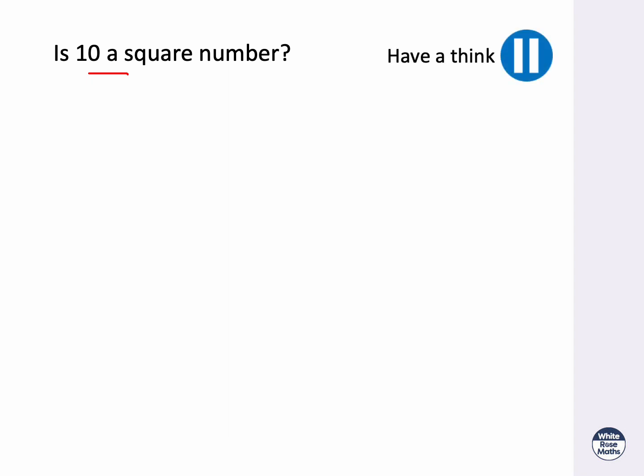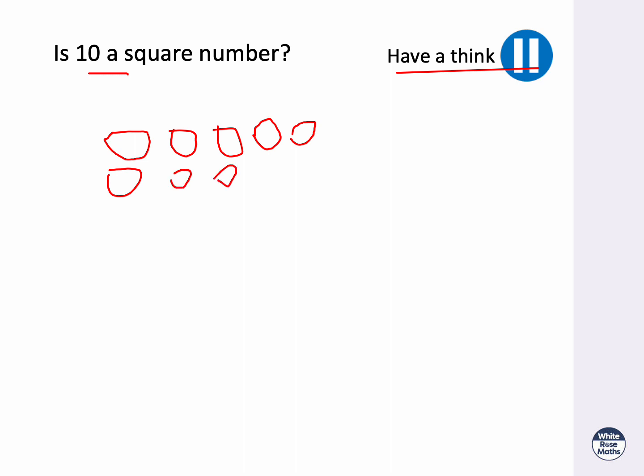Well, one way of looking at it, guys, so pause the video and have a think. Okay, so one way to look at it is to say, can I make 10 into a square? So 10 can be made by doing 1, 2, 3, 4, 5, let's say. So we can do 5 by 2 or 2 by 5. Okay, that's not a square, so that's actually a rectangle.